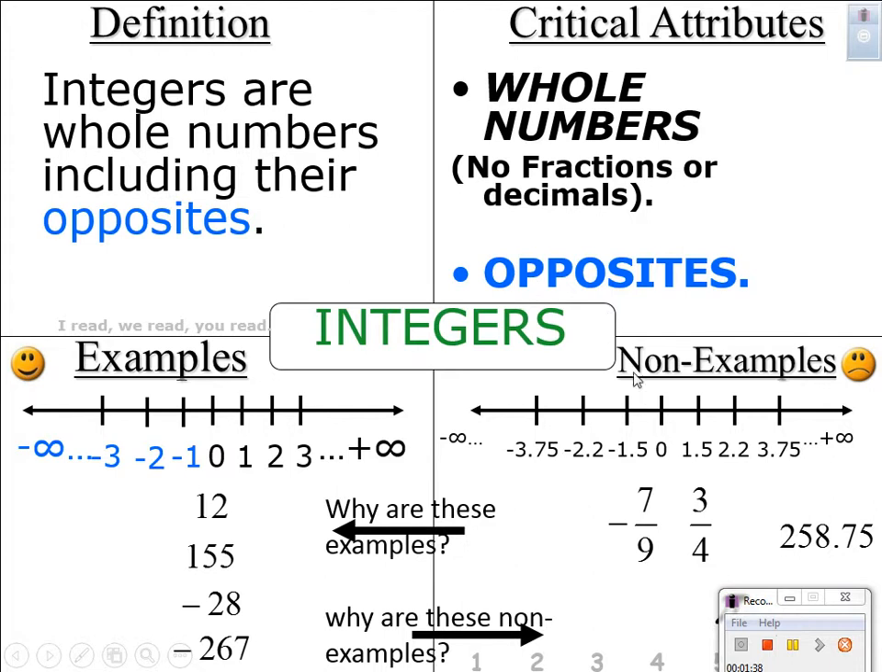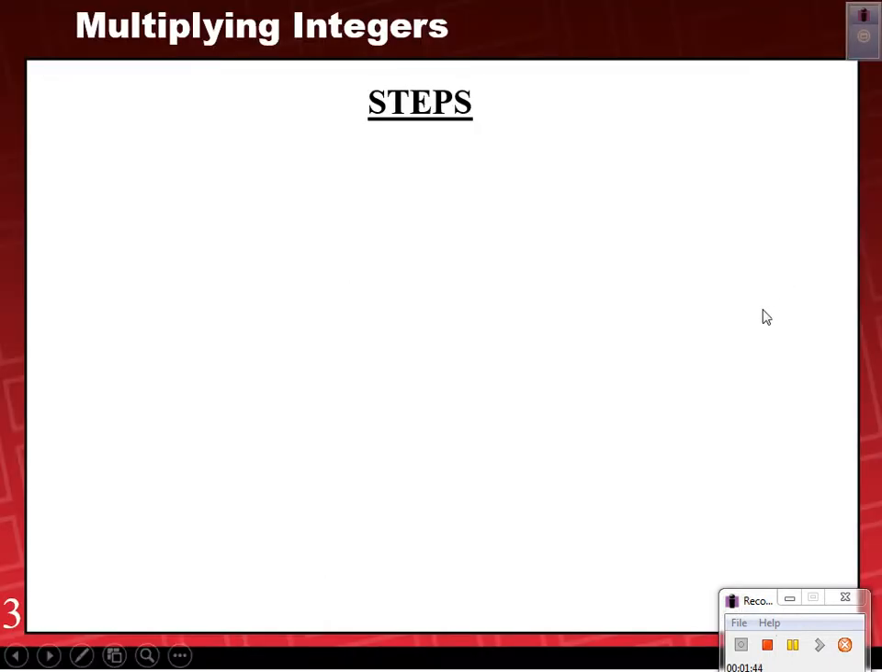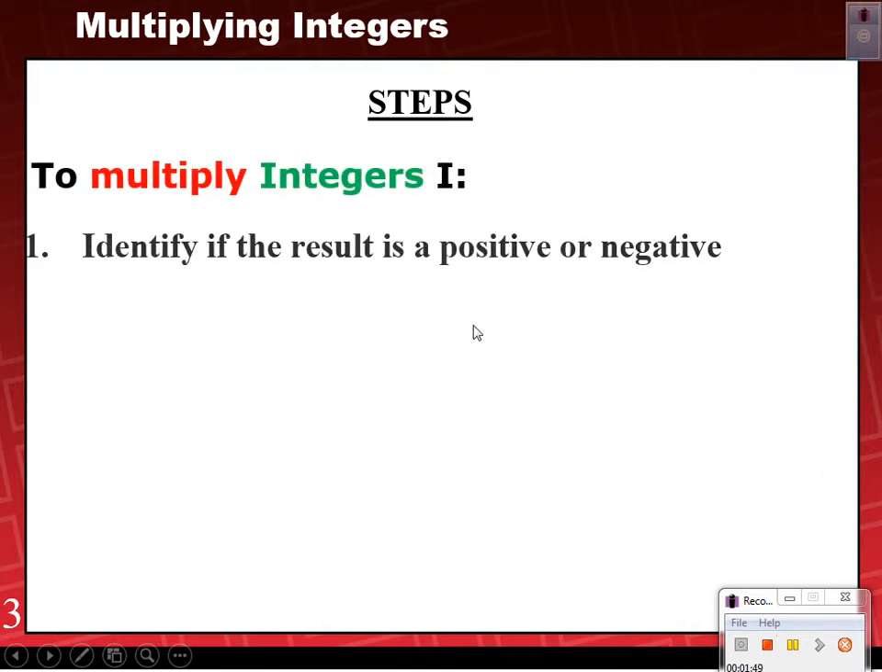So steps. Underneath that, write these steps down, please. Step number 1, to multiply integers, I identify if the result is positive or negative. Identify if the result is positive or negative. Now that one, make sure you do, because a lot of you are still making little mistakes with the positives and negatives, so make sure you get that done at the beginning.